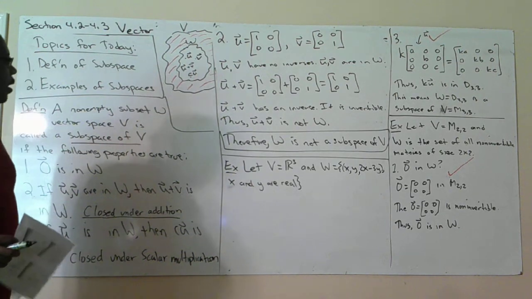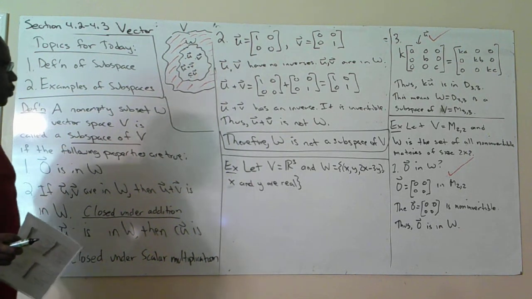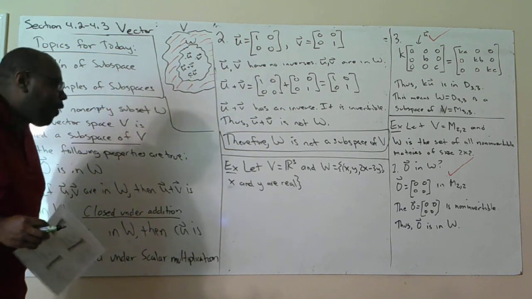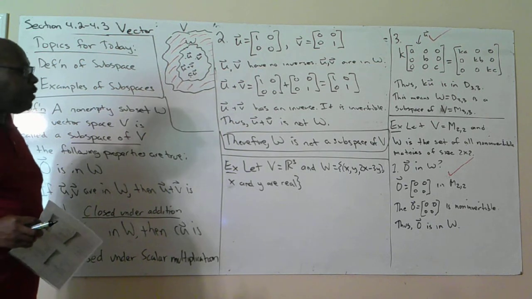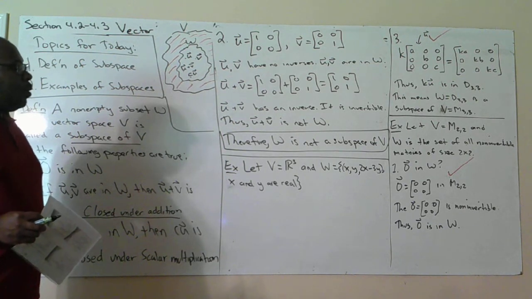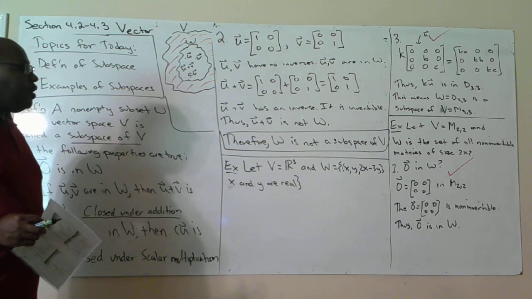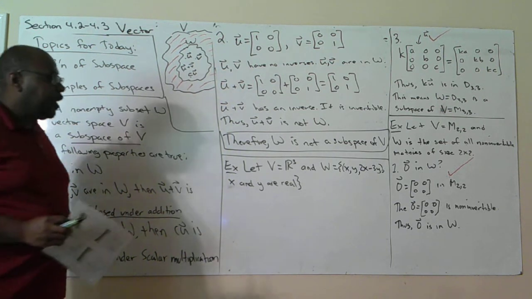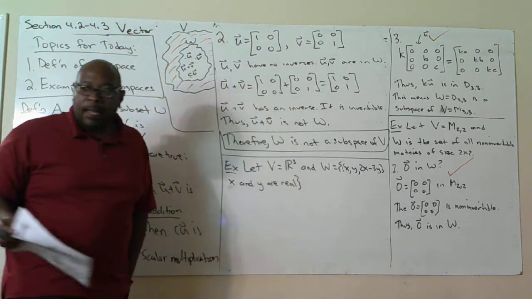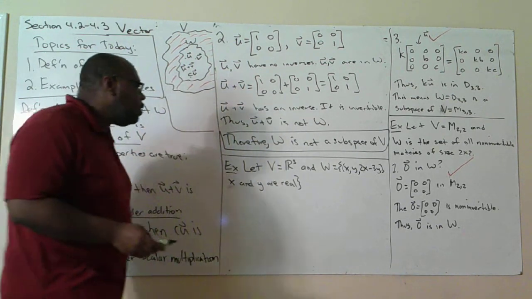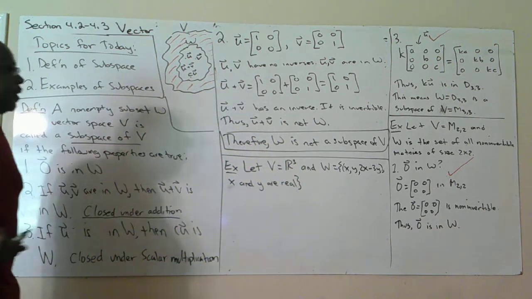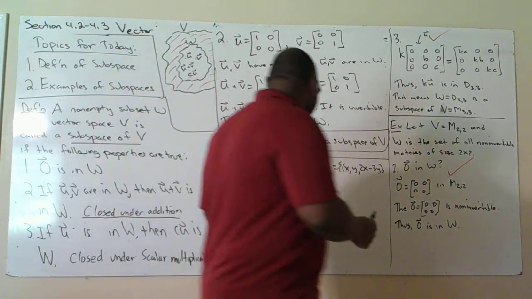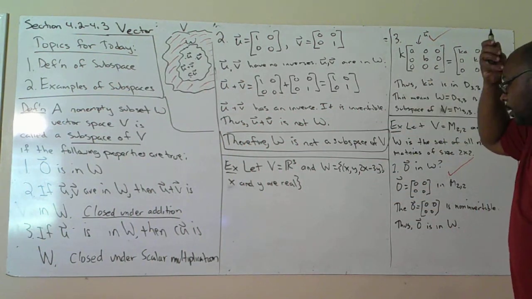So V is our vector space, and W is going to be the collection of vectors or points. It doesn't really matter how you want to think about it. Where x could be any real number, y could be any real number, but z depends on x and y with the relationship of 2x minus 3y. Okay? And I want to know, is W a subspace of V? Let's go through the properties here.